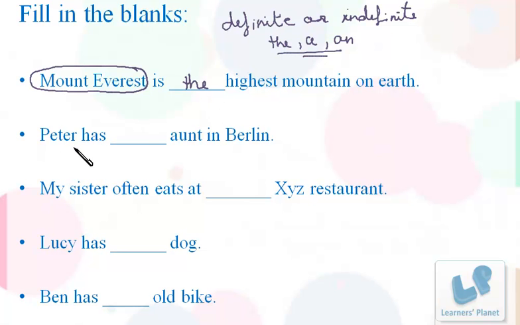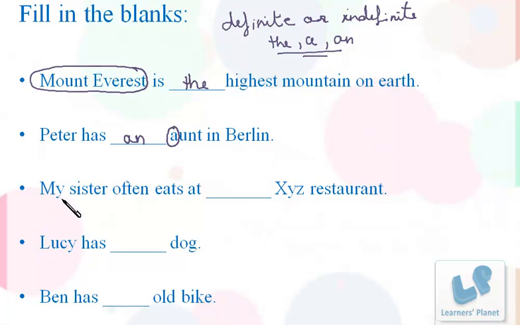Now let us see this one. Peter has dash aunt in Berlin. Over here we're talking about Peter's aunt, and aunt begins with a vowel and has a vowel sound. That's why we'll use an over here. Peter has an aunt in Berlin.